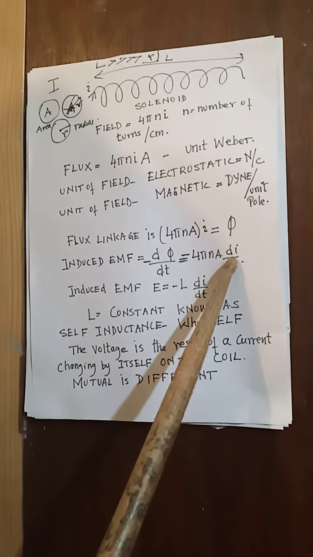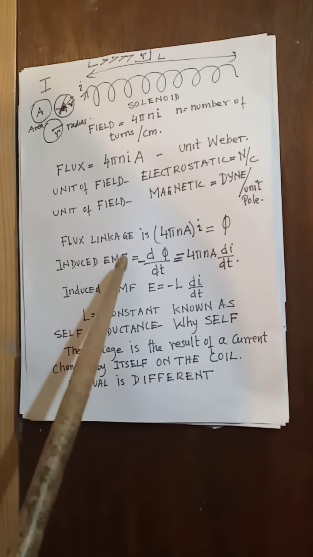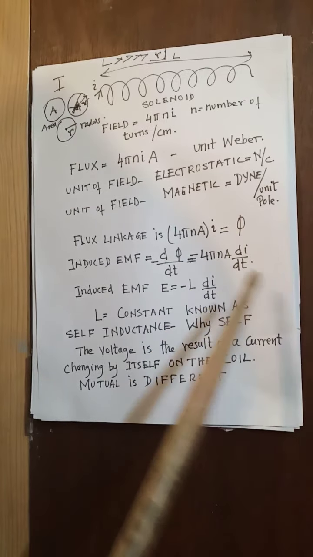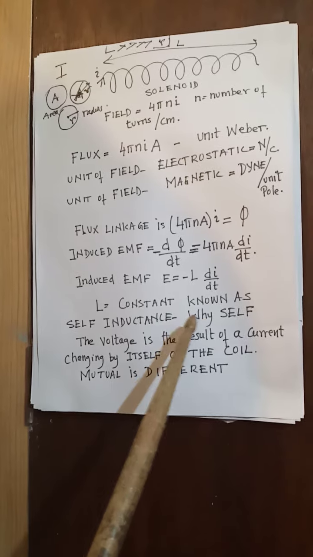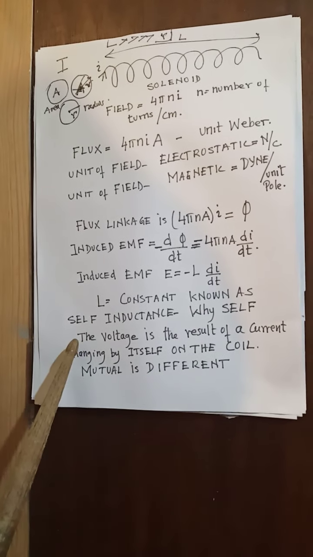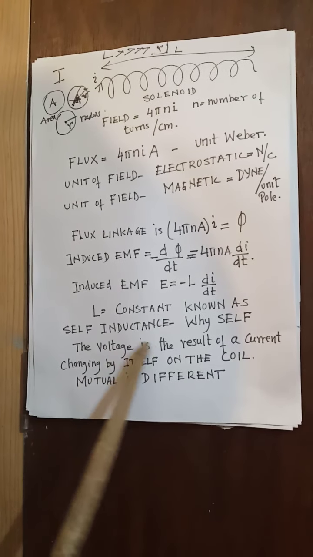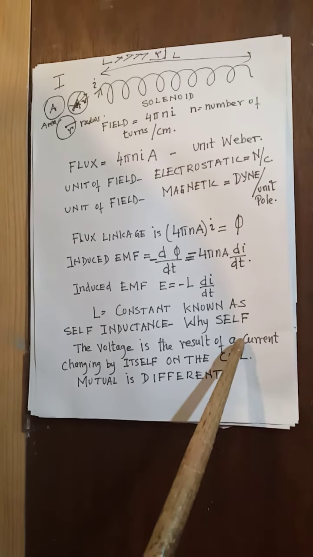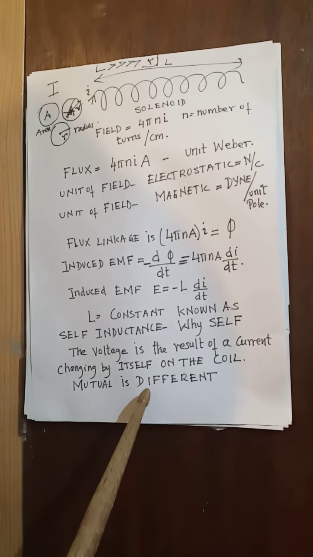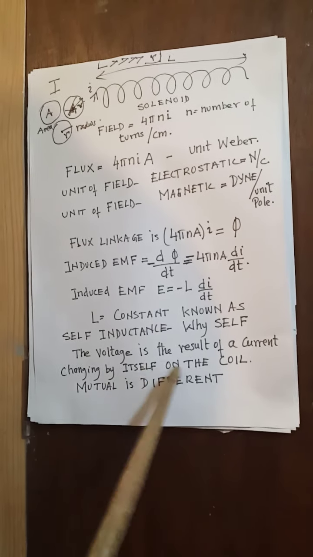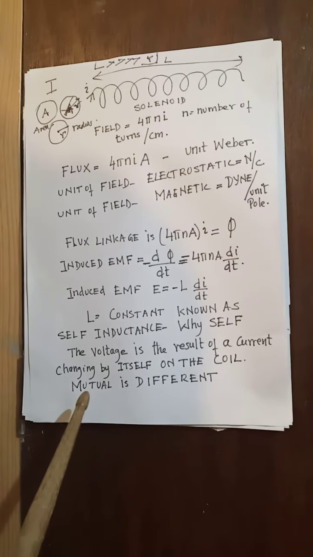Now di by dt is the rate of change of current with respect to time. The more the rate of change, the more will be the induced EMF; the less the rate, the less the EMF. So L is a constant, known as self-inductance. Why do we call it self-inductance? We call it self-inductance because the voltage is coming from the coil itself. I just apply the current and the induced EMF comes from the coil itself. So that is self-inductance, not like mutual.